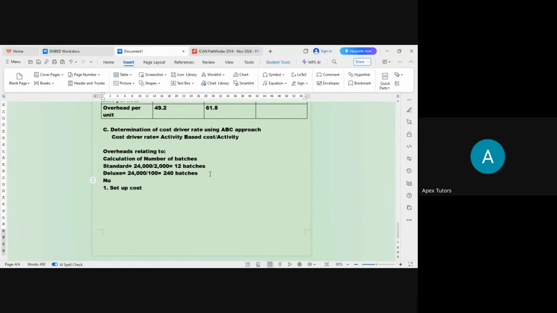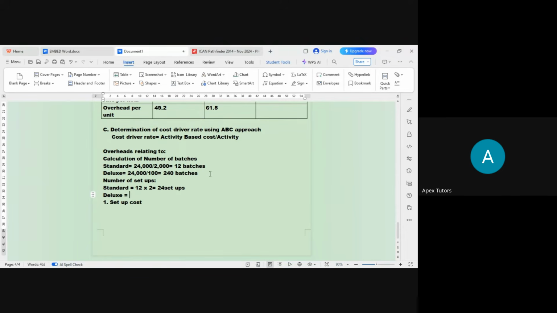Let's see, number of setups. For standard, it's what? We have 12 batches multiplied by 2 setups per batch. Now, overall, we're going to have 24 setups. 24 setups for standard.